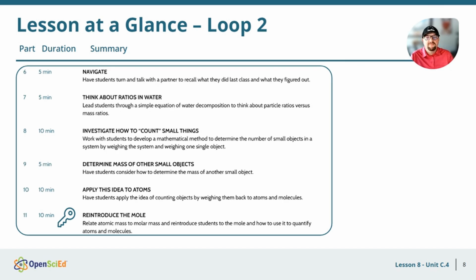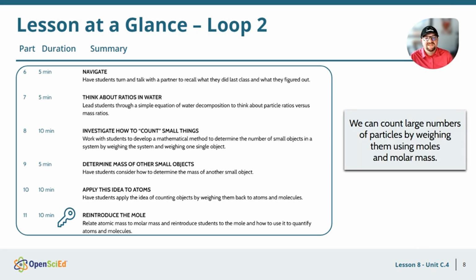Loop 2 is all about bridging that gap by figuring out how we can count large numbers of particles by weighing them. We pull students out of the cognitive pit from day 1 failure by handing them a sealed bag of paper clips and asking them to find the exact count without opening the bag. They will realize that if they know the mass of a single clip, they can divide the total mass by that individual mass to get an accurate count. We then bring their attention to the periodic table, introducing the concept of a mole and molar mass.